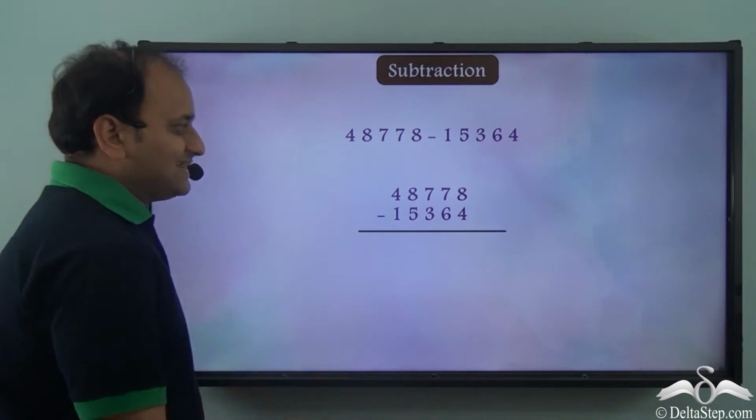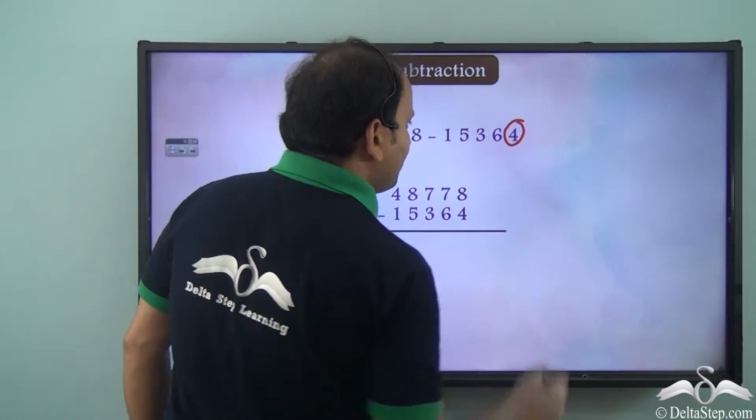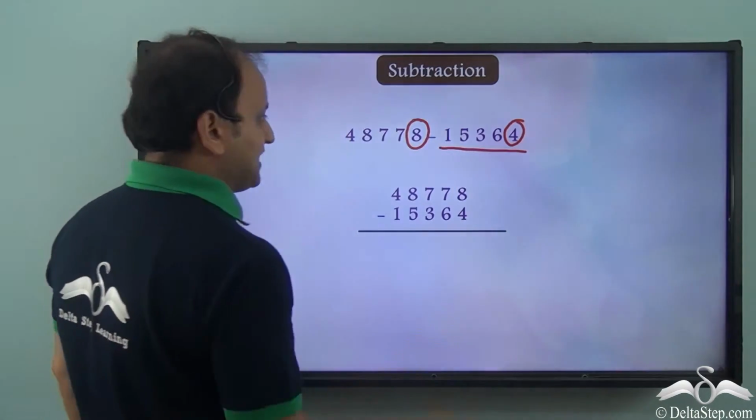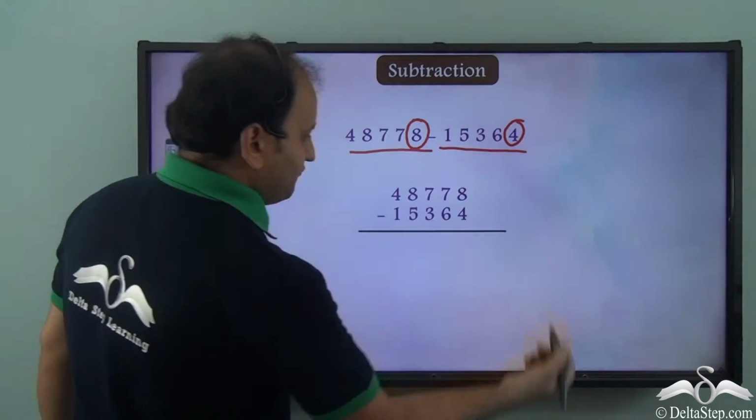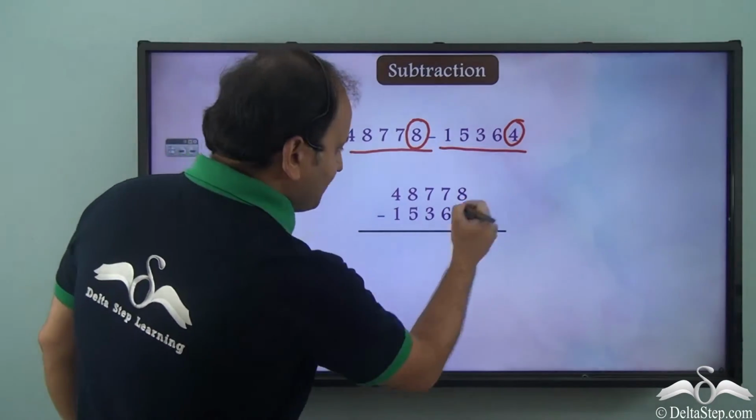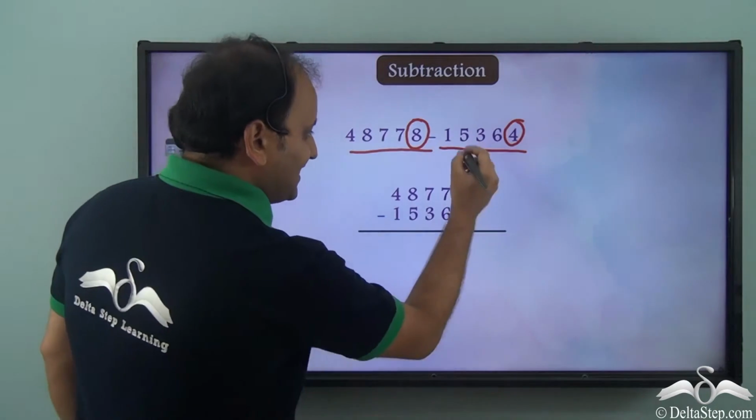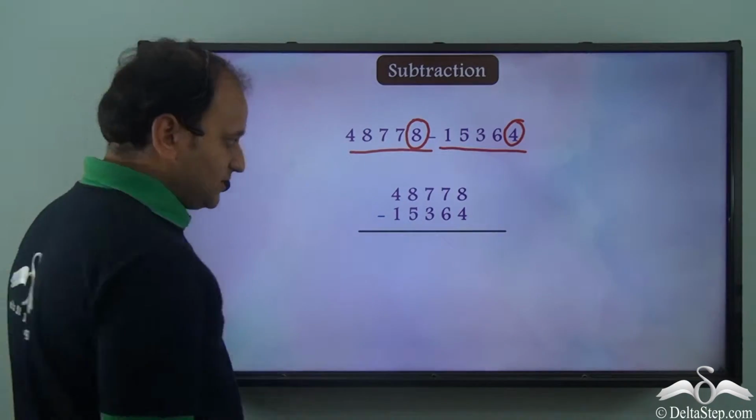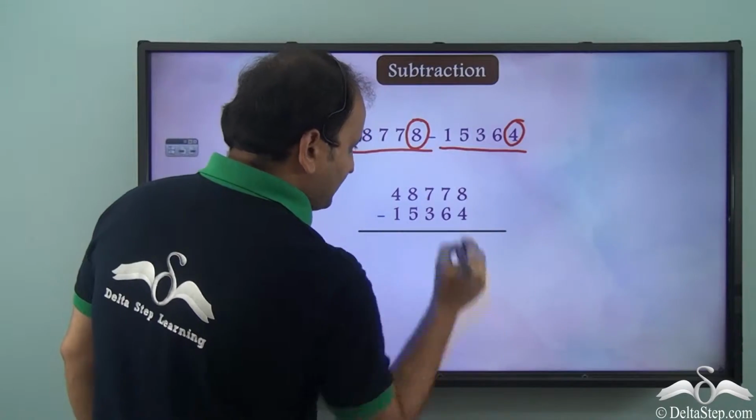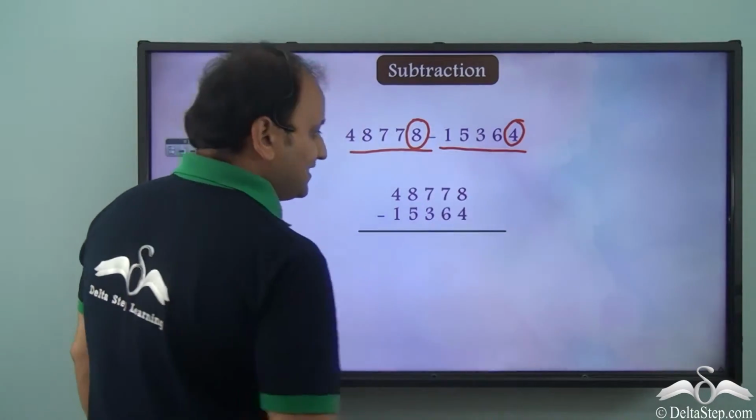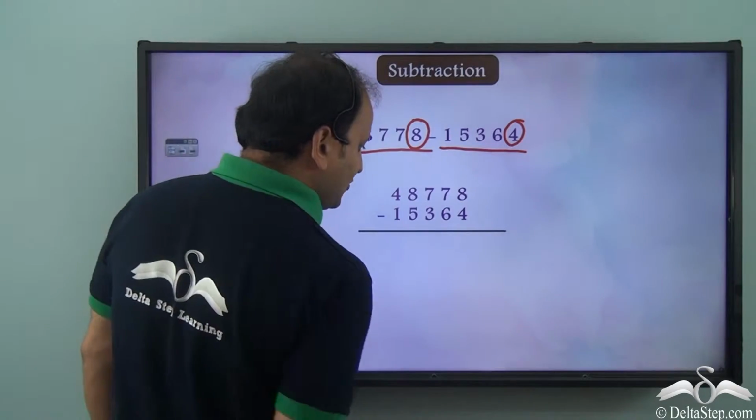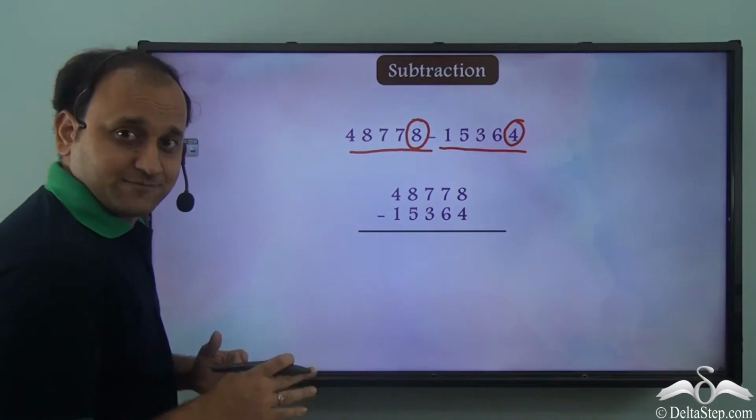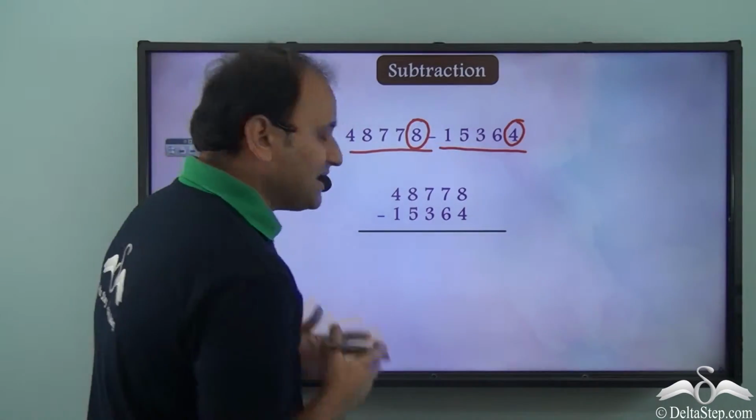Now also note that 4 is in the units place for this number and 8 is in the units place for this number. So we place them accordingly. That is 4 comes below 8. That is digit in units place is below digit in units place. Similarly, we have 6 below 7 because 7 is digit in tens place and 6 is also digit in tens place. So this is how we'll arrange the digits. Now let's go ahead and perform subtraction.